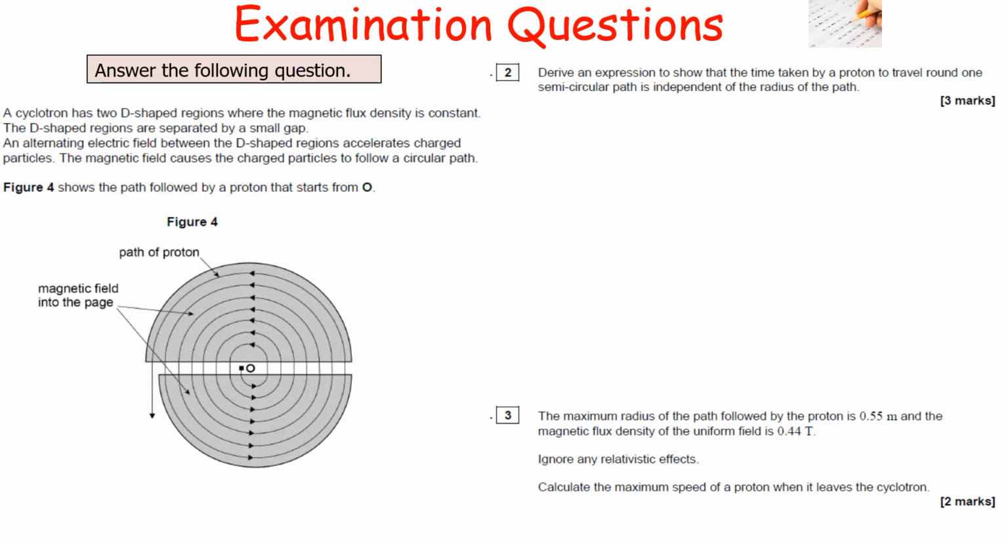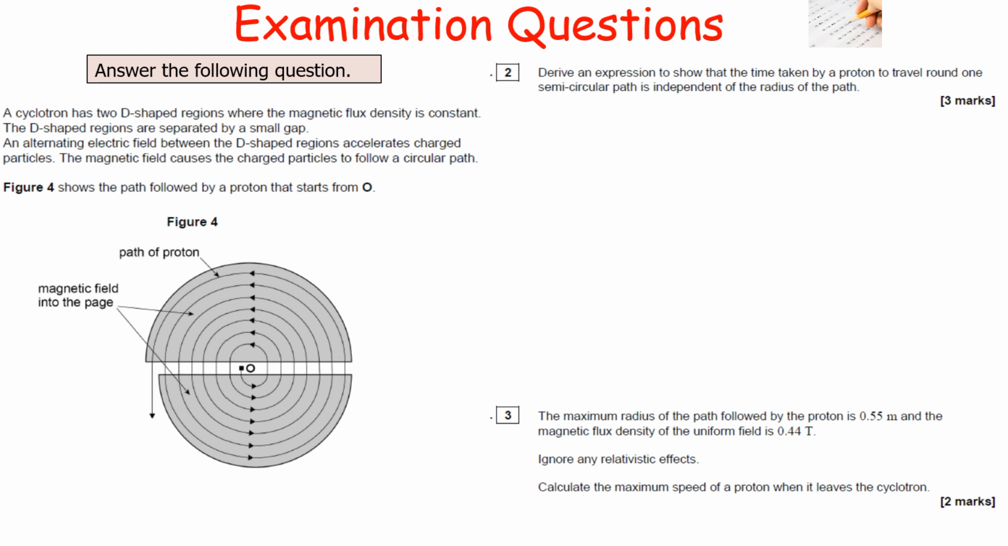The next question says a cyclotron has two D-shaped regions where the magnetic flux density is constant. The D-shaped regions are separated by a small gap. An alternating electrical field between the D-shaped regions accelerates charged particles. The magnetic field causes the charged particles to follow a circular path.